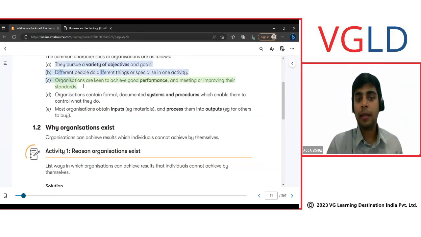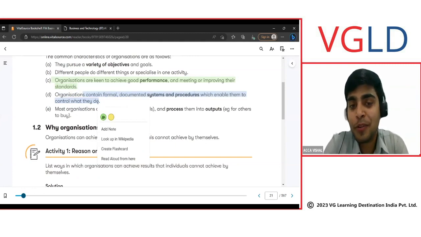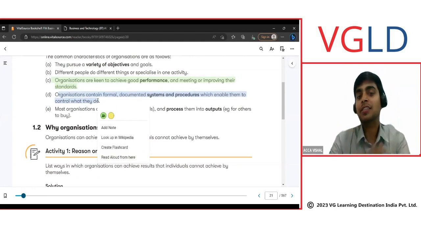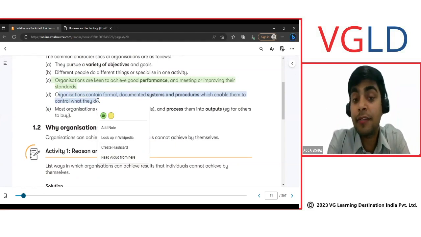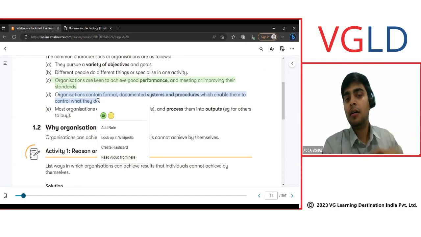So we have covered 3 points so far, and now this is again one of the very important points: formal documentation, system and procedures. What makes an organization interesting is that once you become a large organization, things are formal. In the example of a shopkeeper or small businesses, they are still less formal. There are very few formalities.